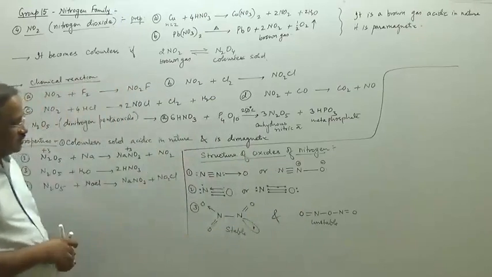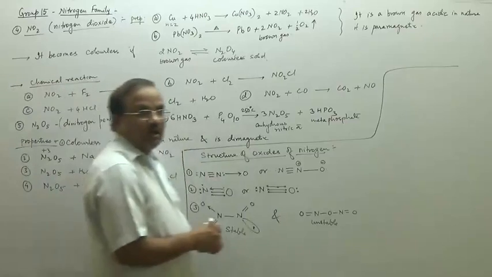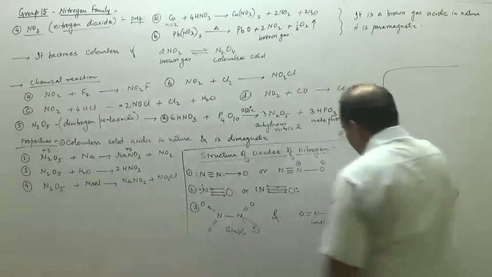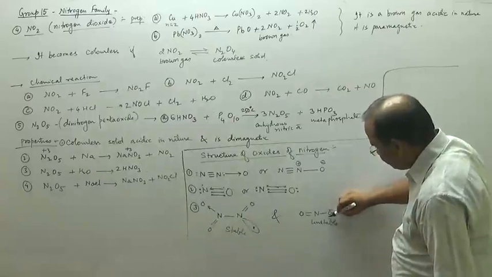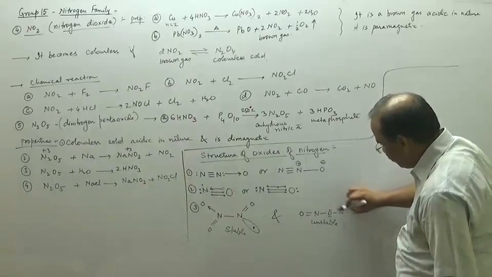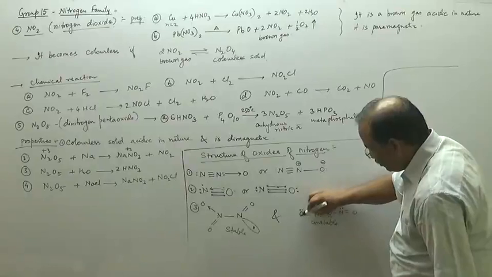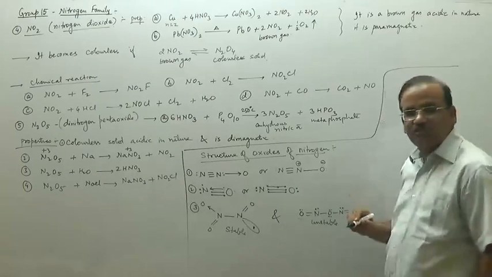What we are going to write is that N2O3, this will be unstable because of these lone pairs, no? Repulsion among these lone pairs that are present there. So it will become unstable. This bond will become unstable.